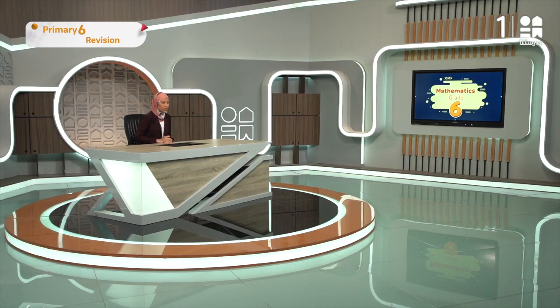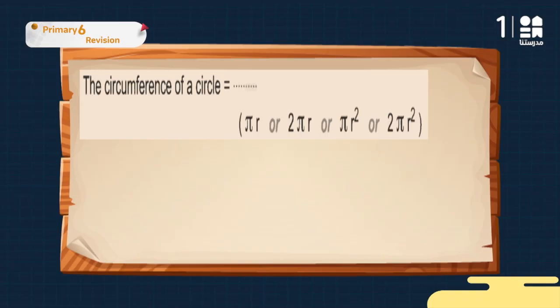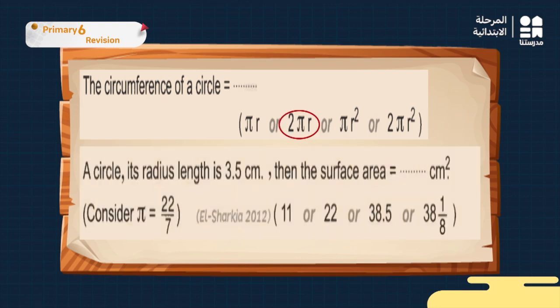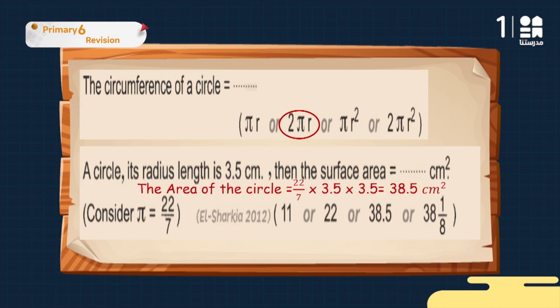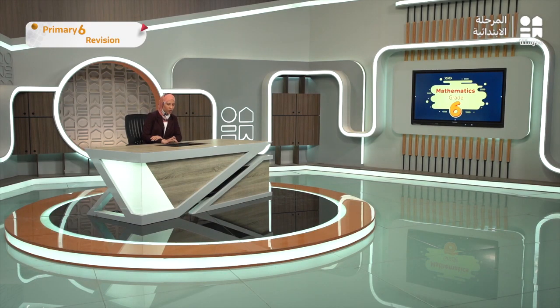I chose some exercises from the math book. Let's do the first one. I have the circumference of a circle. Of course, which rule do I use? It will be 2 pi r. Okay, it says a circle's radius length is 3.5 centimeters, then what is the surface area? To find the surface area of the circle, I will use my rule. The area of the circle is 22 out of 7 times 3.5 times 3.5. So by calculating it, it will be 38.5 centimeters square.